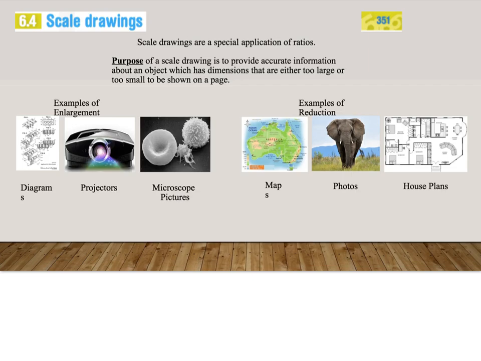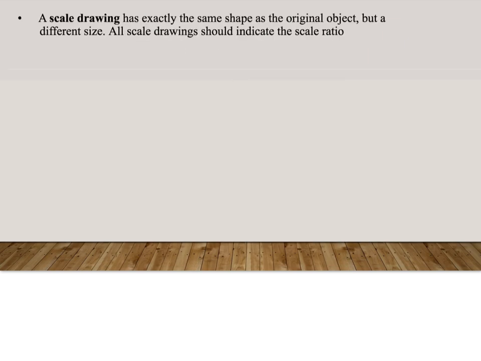Examples of reduction are maps, for example, photos. No elephant is as physically as big as this one, but it gives us a true size or a scaled size of what a real elephant looks like. The house plan is also identical to what it is in real life, only on a much smaller scale. A scale drawing has exactly the same shape as the original object, but a different size. All scale drawings should indicate the scale ratio.